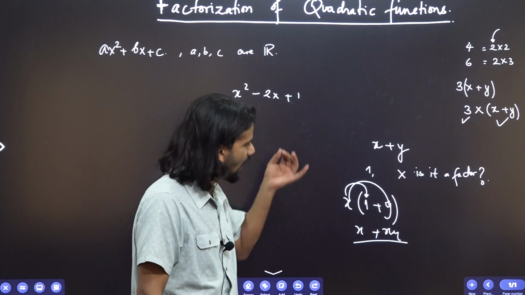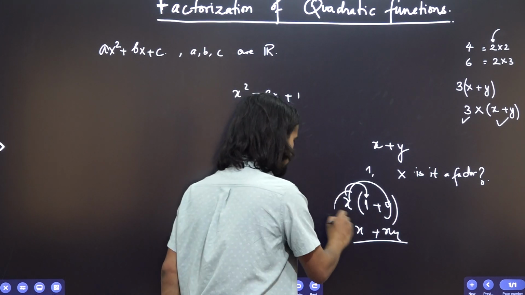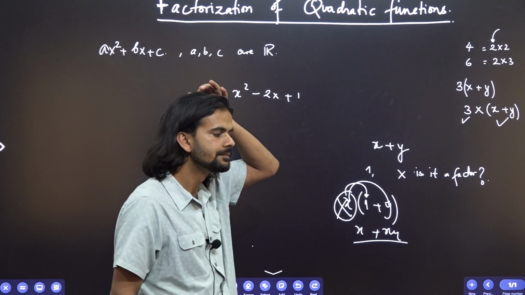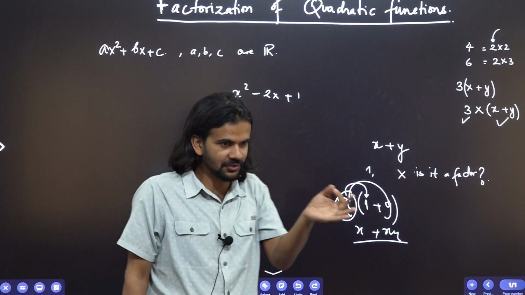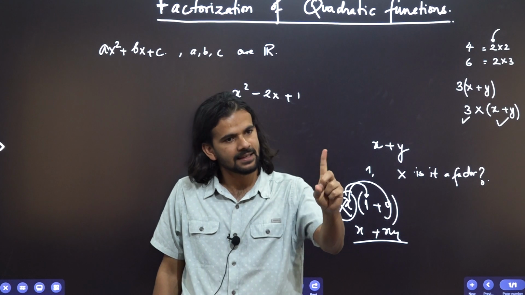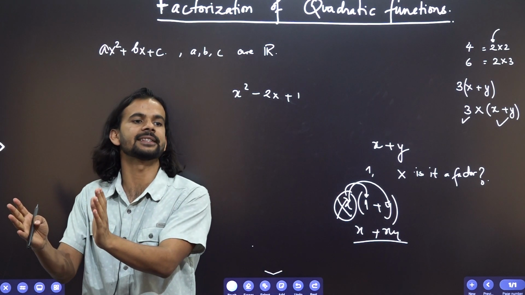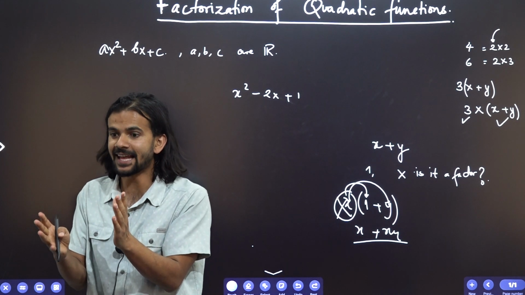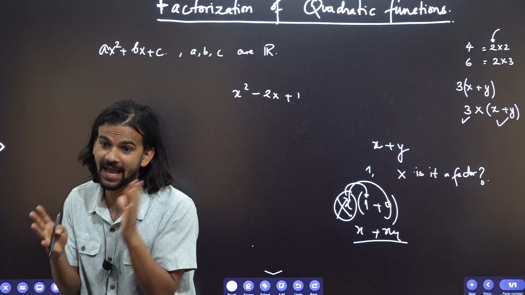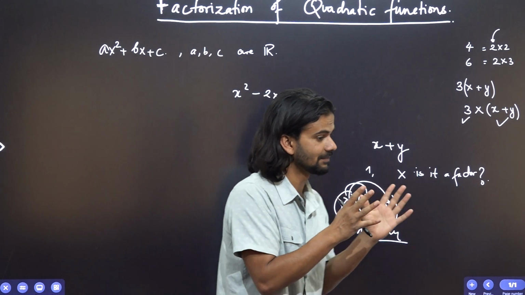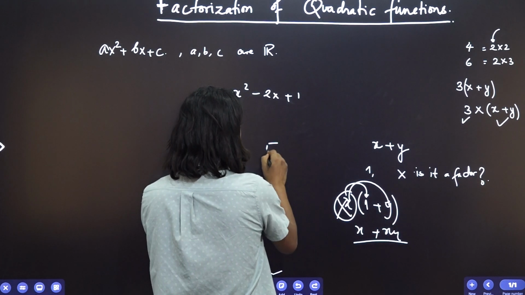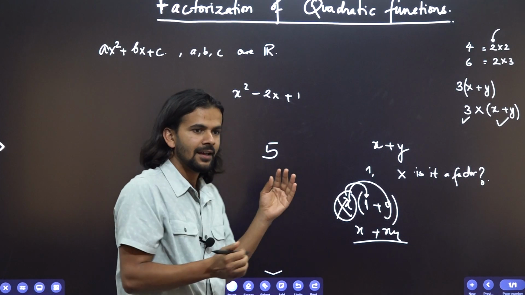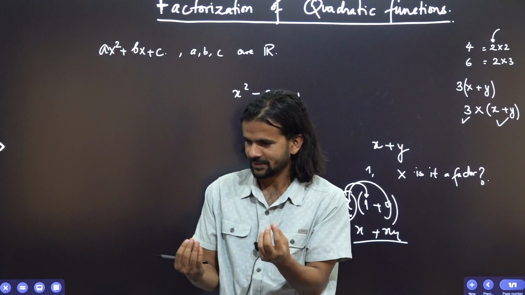So 1 is a factor, but x is not a factor like this. So the factors of x plus y are 1 and x plus y itself. It's like a prime number. Prime numbers, what are prime numbers? Prime numbers like 5. Baba, 5 is a prime number.